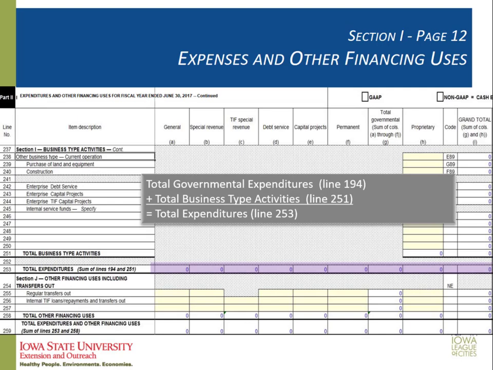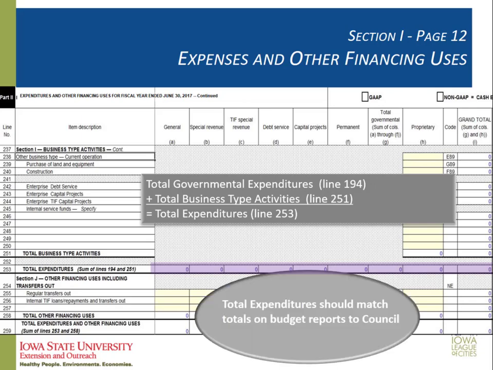Now, quick question for you. Did your total expenditures match the total on the budget reports that you've been giving to your council? There are certainly times where mistakes are made and changes are made across the course of a fiscal year that have changed the balance of some funds. Now the question is, which report is correct?